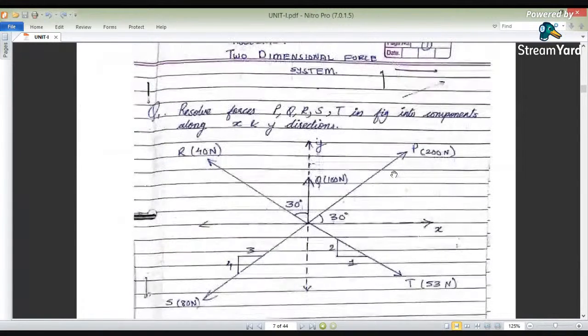We will solve some more problems related with this. Resolve forces P, Q, R, S and T in the figure into components along x and y directions. So we are resolving the forces along x and y directions. Here different forces are acting.